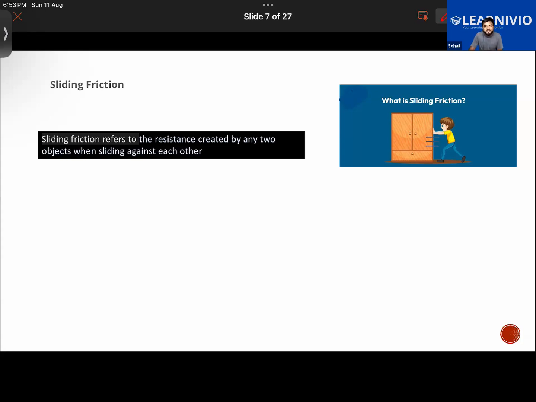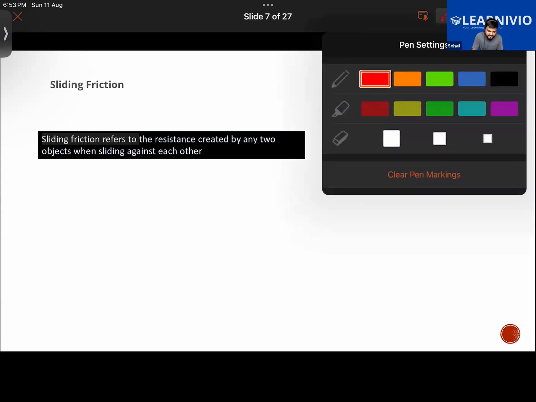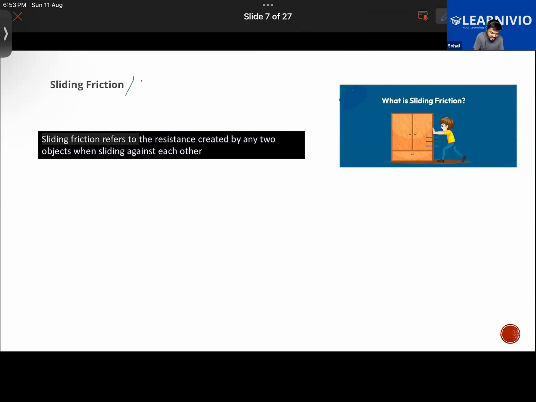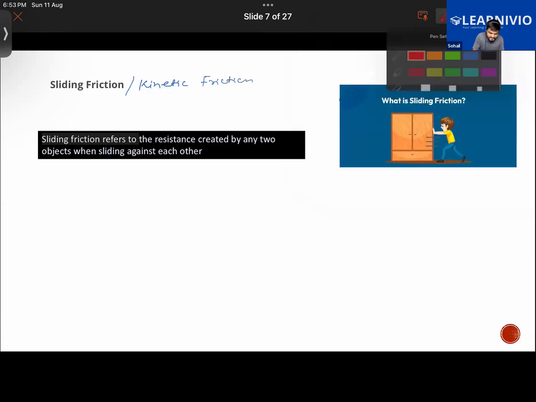Talking about sliding friction, by the way, many times it is also called kinetic friction. This is another name for sliding friction. The word kinetic is used whenever something is in motion.